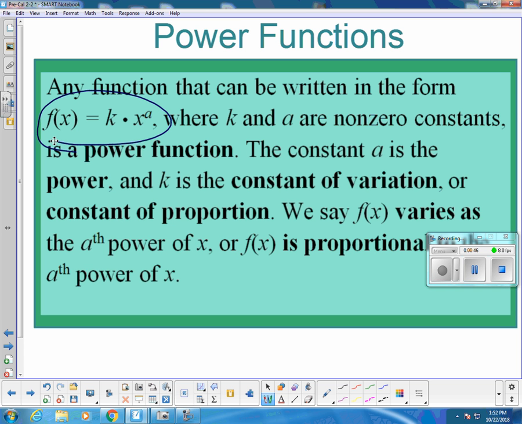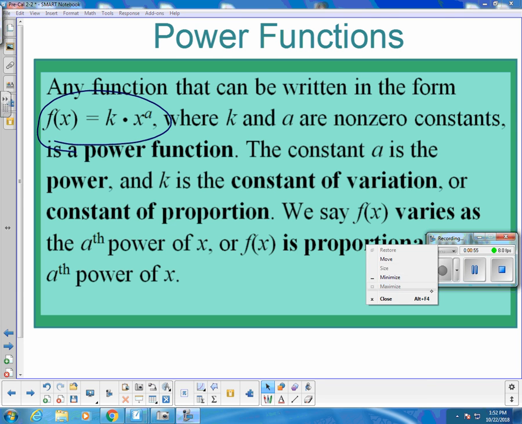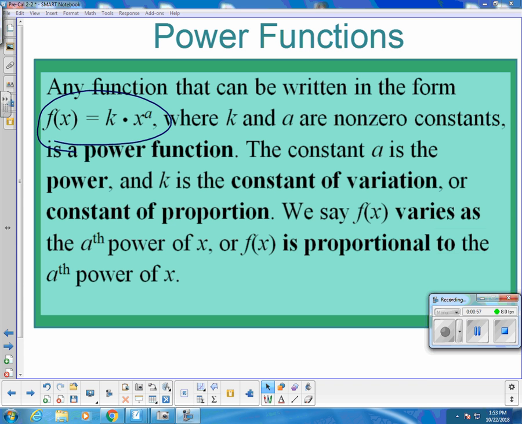They cannot be variables. And that would give you a power function. A is going to be the power, and k is the constant of variation, or it's sometimes called a constant of proportion. Okay, so we will say that f of x varies as the eighth power of x, or proportional to the 8th power of x. So that's a power function. It's a power function if it has a power of some sort. And whatever the coefficient is, that's the constant of variation. All right, easy enough?